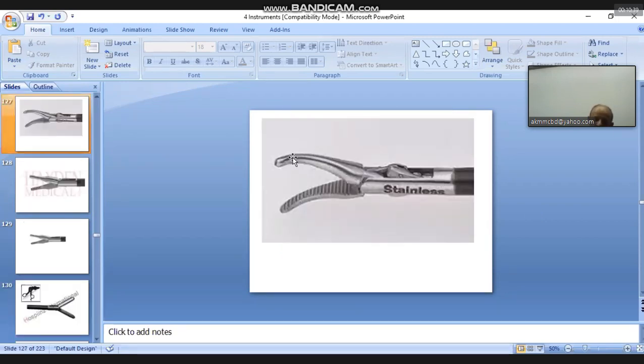The same instrument, the Maryland forceps. You see the curvature of the instrument, the curvature of the blade, and you see the transverse serrations in the blade. This is the Maryland forceps.